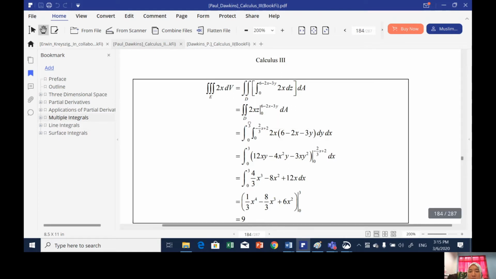The outermost must have a fixed limit, like this: x is 0, x is 3. Fixed limit. But here, the upper one is not a fixed limit. So we can use dx dy also. But if we want to change dy dx to dx dy, of course you must change the limits also.